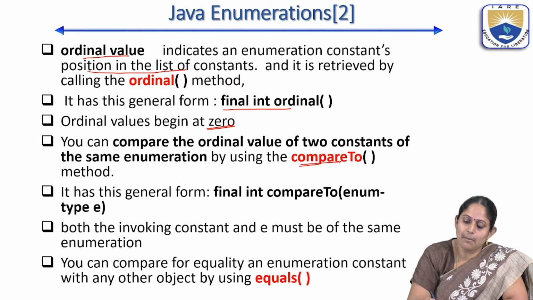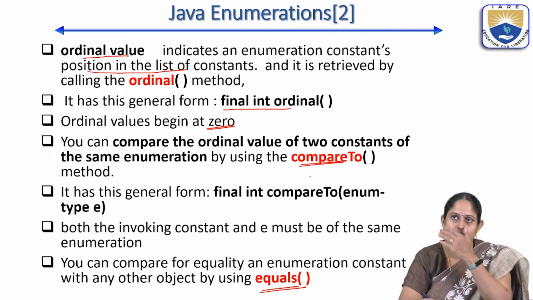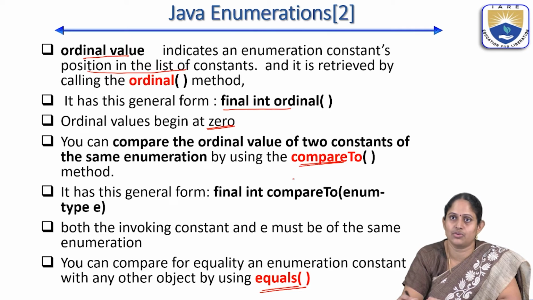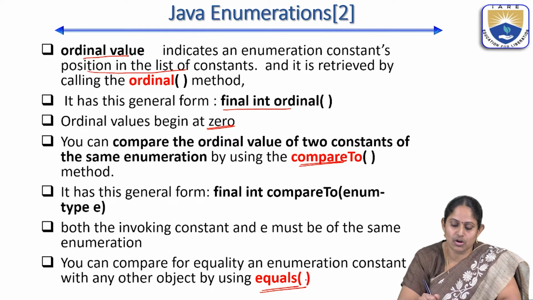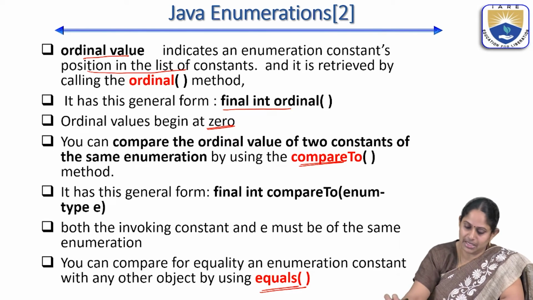Then we can use the compareTo and equals methods on enumerations. compareTo can be used to compare the ordinal values of two constants of the same type. They should always be of the same enumeration type. And also equals, we can use for the equality checking of two enumeration constants of the same enumeration.